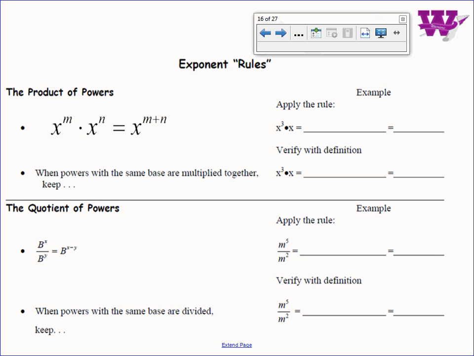X cubed times x to the first, right? If I were to expand that out, x to the third would be 3 x's, x to the first would be 1 x. So I'm applying the rule, x to the 3 plus 1, for my first step. X to the 3 plus 1 is x to the 4.